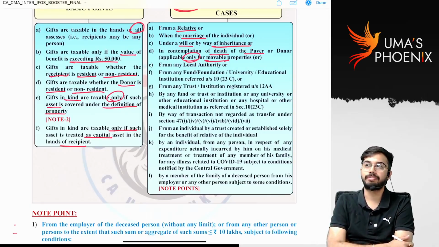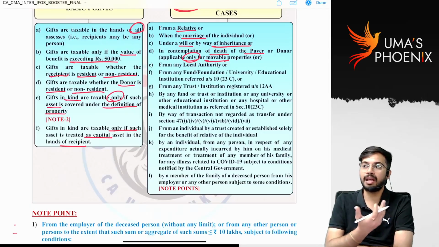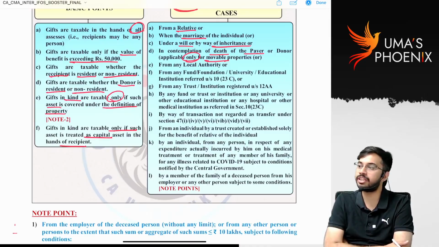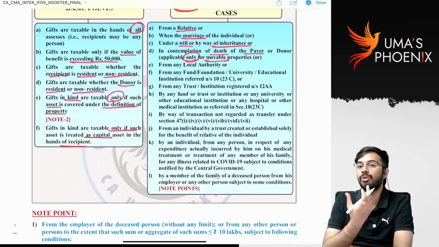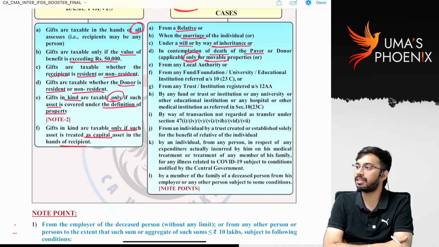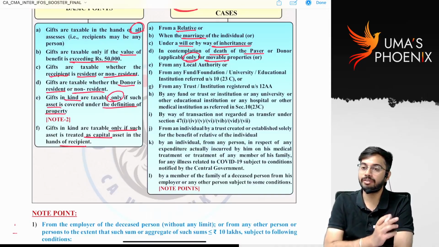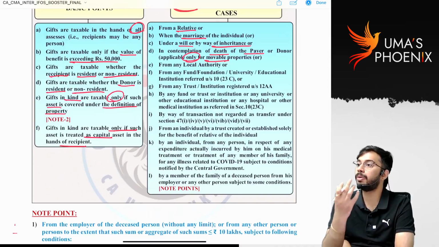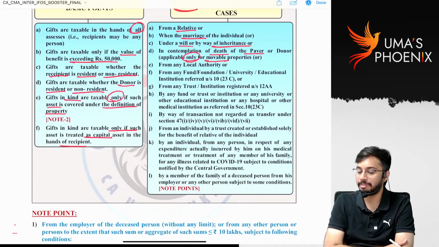Let's say there are old grandmother and grandfather. They do not have any children. However, Mr. A and Mrs. A have done service to the old grandmother and grandfather during their last days. As a token of gratitude, the old grandmother and grandfather transferred all properties to Mr. A and Mrs. A. Whatever movable property is received in contemplation of death of the donor, okay, movable properties received are exempt. However, immovable properties received will be taxable.